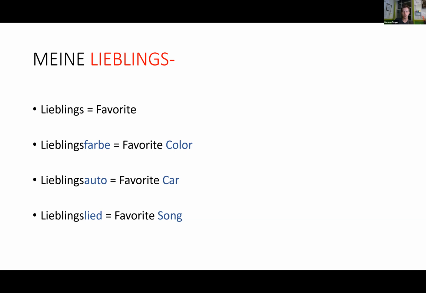Lieblingsauto and Lieblingslied. And you'll notice there are many words in German that are written together. Two separate words that are words on their own are written together without a space in between, because in German a lot of words are called compound words, and they can just be put together without a space and they become a new word.